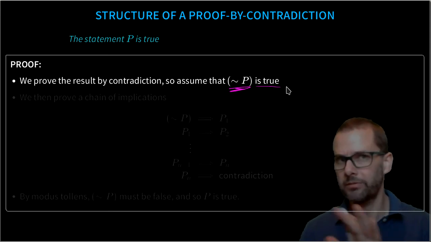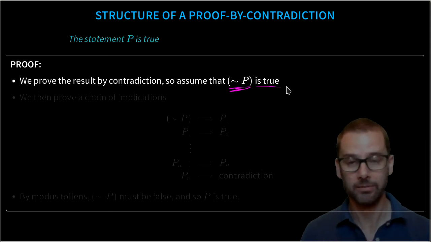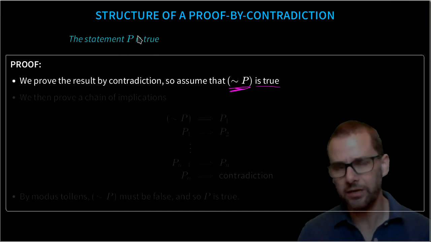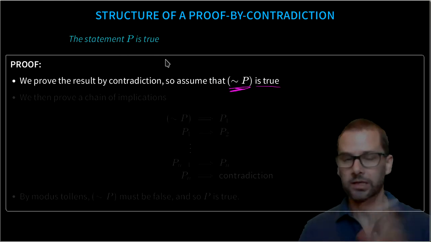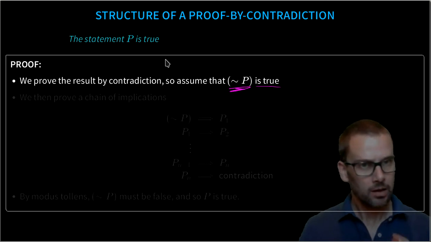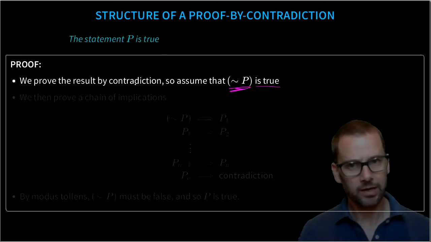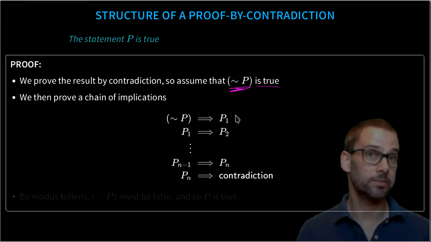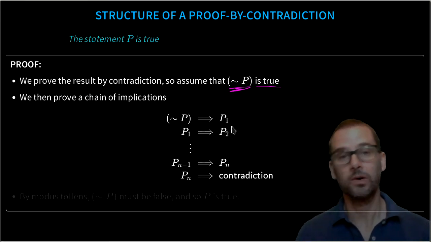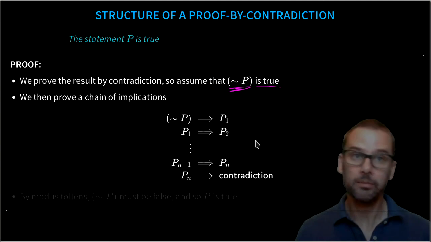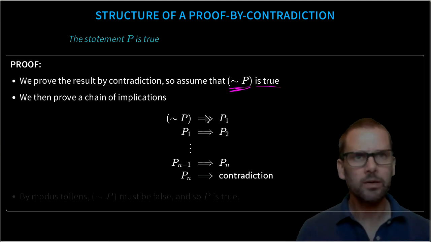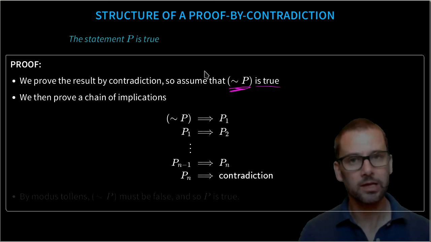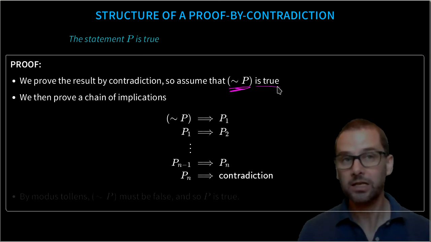Okay, this is one of the reasons we have to make sure we understand how to negate statements earlier on in the course. Now, after we've assumed that the negation of this statement is true, which really seems like a strange thing to do, we prove a chain of implications. So we prove that the negation of P tells me some other statement P1, P1 tells me P2, P3 implies P4 and so forth, just like we would with a normal direct proof. But now we're starting from the assumption that the statement we want is actually false.